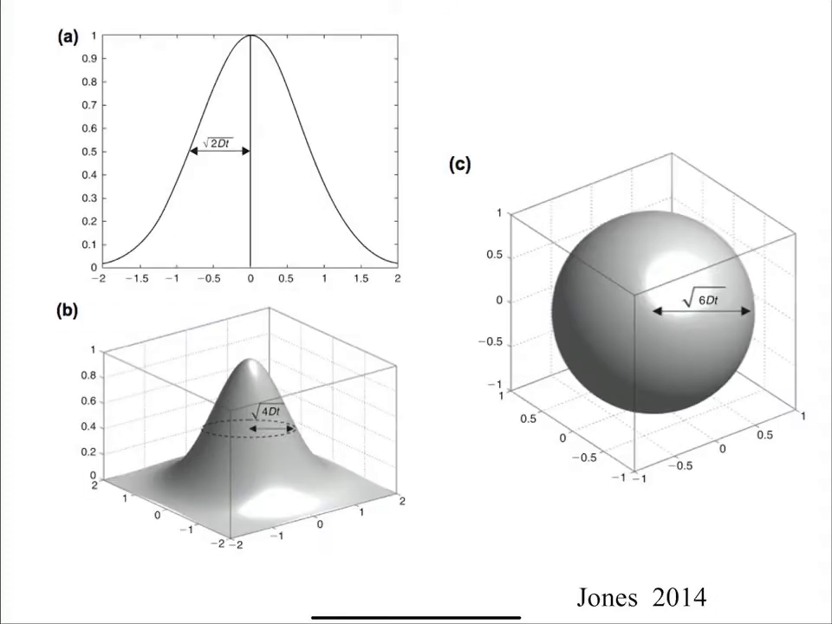Okay. And so that's in 1D or 2D or 3D. The only thing that changes is whether this is a 2, a 4, or a 6. But there's always going to be that square root of Dt. Okay.